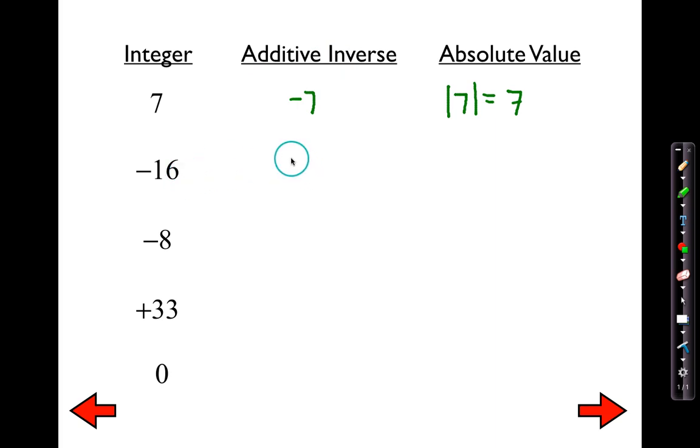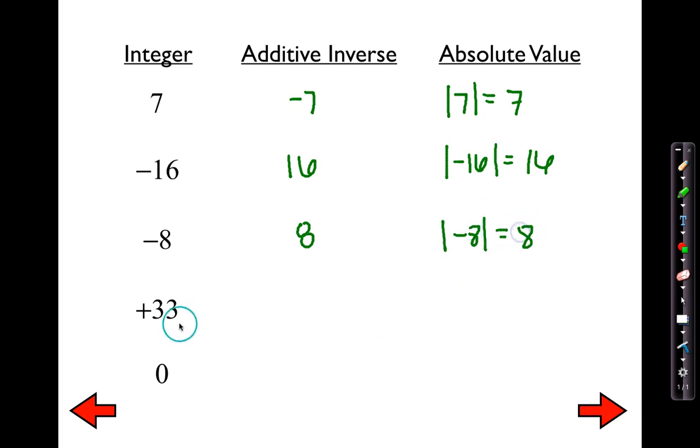The additive inverse of negative 16 is a positive 16. The absolute value of negative 16, well, how far is negative 16 from 0? I would say just 16. The additive inverse of negative 8 would be 8. And once again, I know these are additive inverses because negative 8 plus 8 would be 0. Negative 16 plus 16 would be 0, etc. Here, the absolute value of negative 8, how far is negative 8 from 0? I would say 8. Here, what's the additive inverse of a positive 33? It will be a negative 33 because positive 33 plus negative 33 is 0. The absolute value of a positive 33 would still be 33 because that's how far it is from 0.